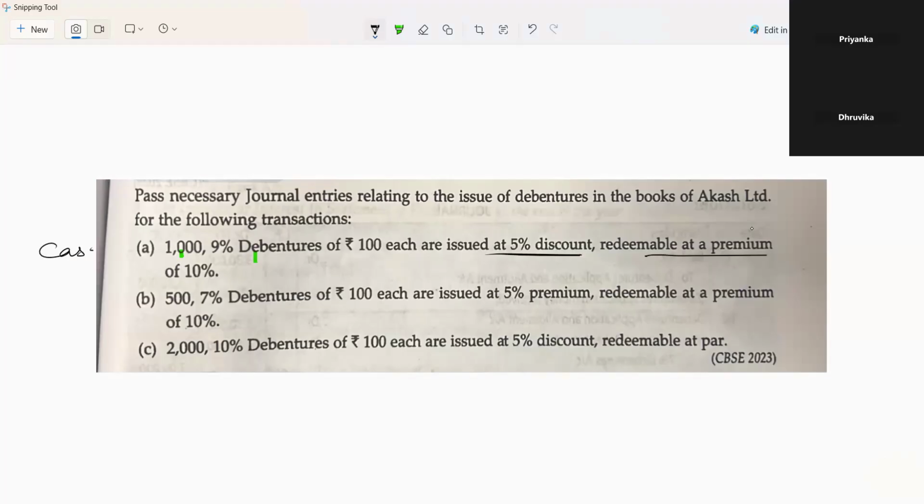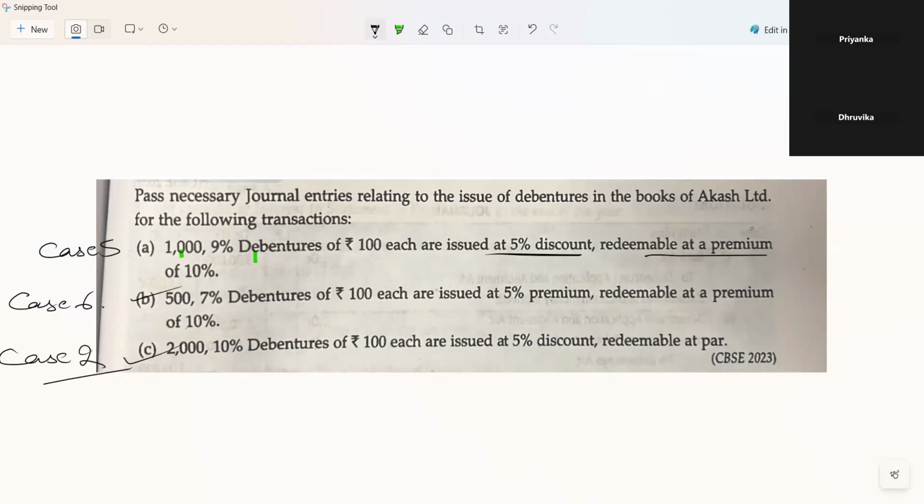So which case is it? It is case 5, when the debentures are issued at discount and redeemable at premium. Next one is when the debentures are issued at premium and redeemable at premium. So this is your case 6, which we have already discussed in the previous class. And the last one is when the debentures are issued at discount and redeemable at par. So this is case 2.